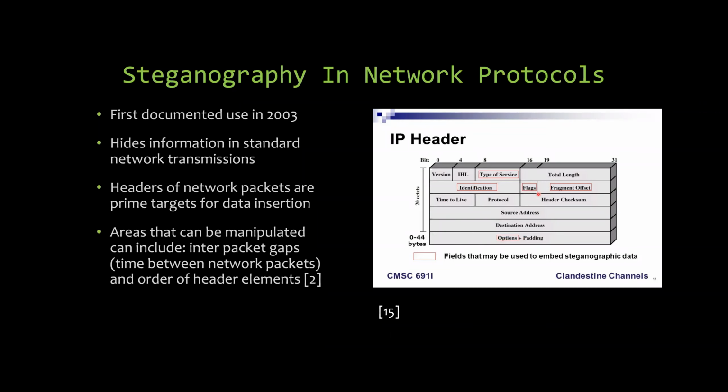There are other areas here as well that could be either manipulated or totally changed and have embedded content included with it to pass in multiple IP headers in succession. So it of course hides information in standard network transmissions, and then interpacket gaps, so the time between network packets and order of header elements, are prime targets for this type of attack.